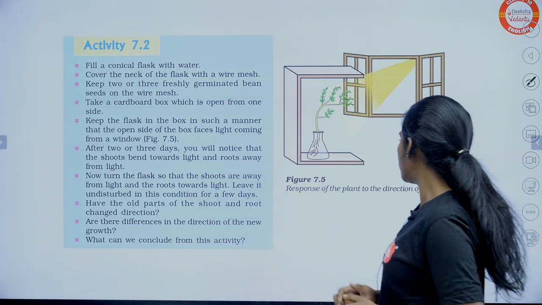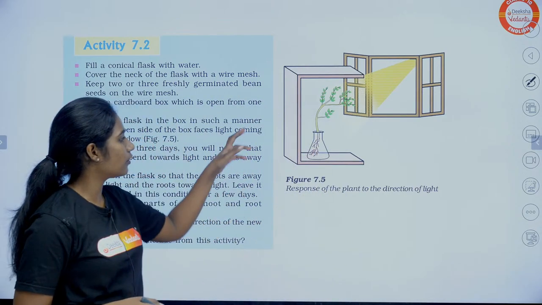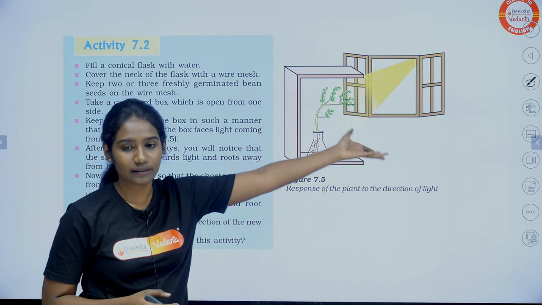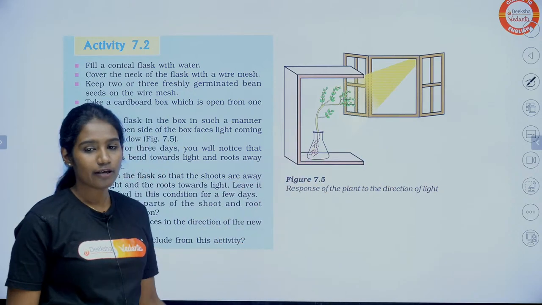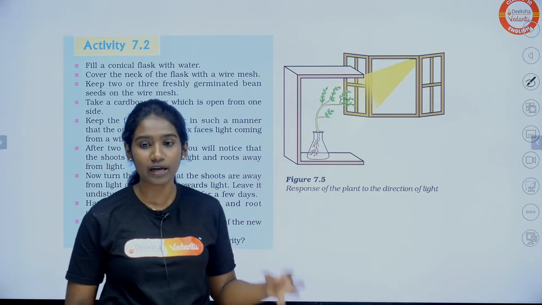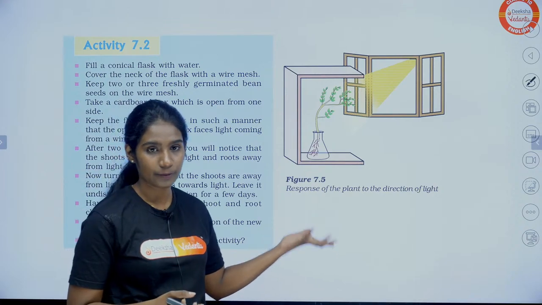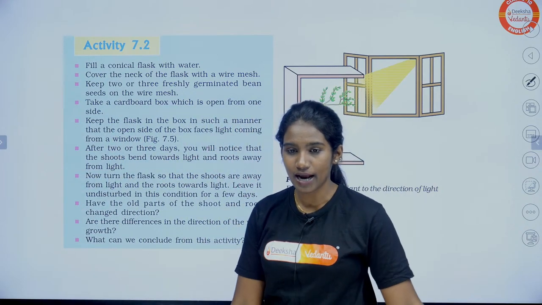Okay. So, this activity, like the image, it shows that you can see the shoot growing towards sunlight and then the root it is growing downwards. So, which means to say that this activity is related to tropic movement which we observe in the plants, right? Okay, so now let's see what they are doing in this particular activity.